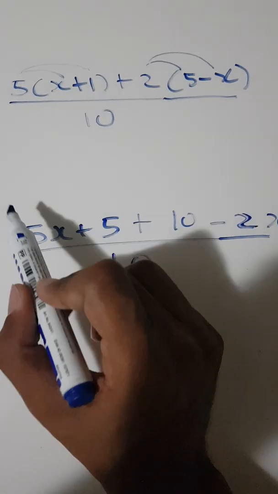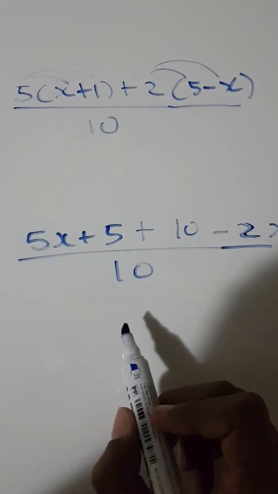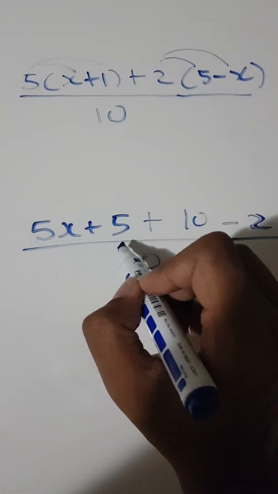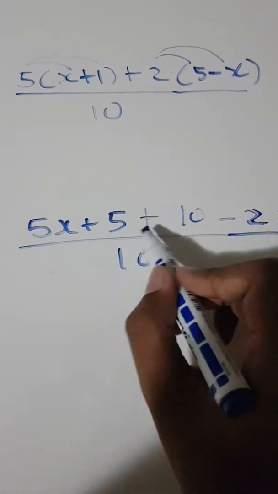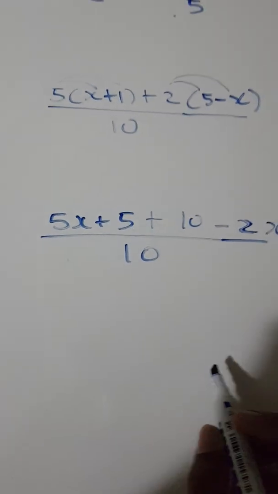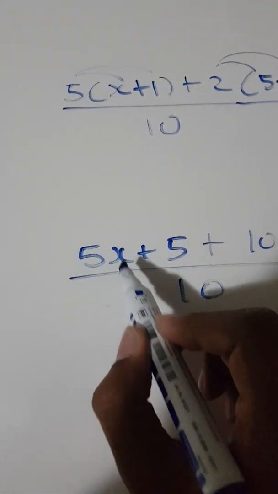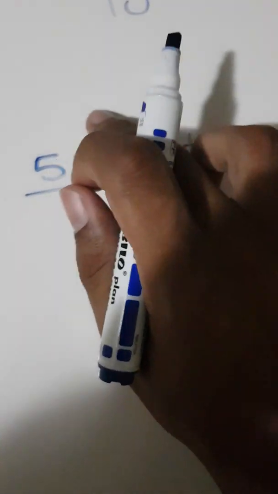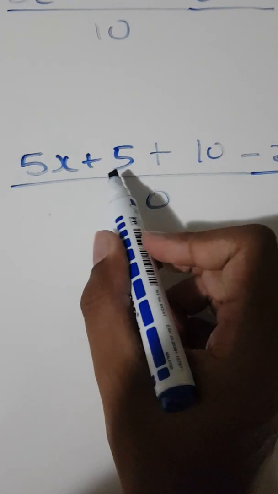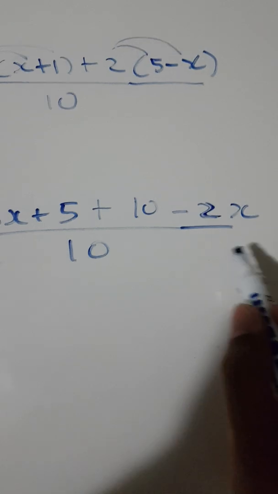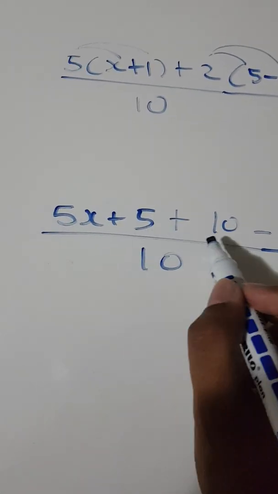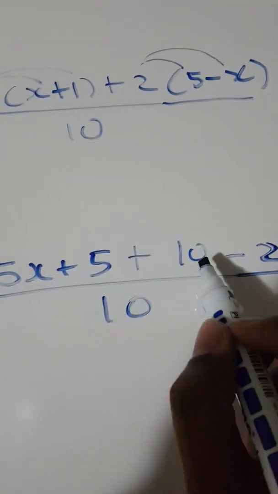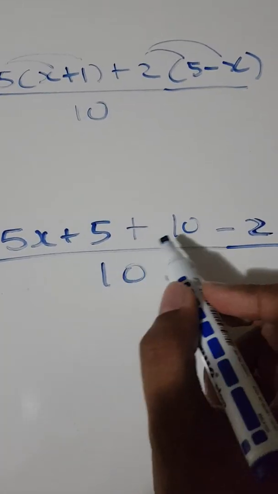So we have a 5x. A 5x cannot add to a 5 because it does not have an x, so they are not like terms. This is 5x to the power of 1, as you can see, 5x to the power of 1. Right, so that cannot add to something that does not have an x. This is 10, so these terms are like. Like terms can only be operated together.